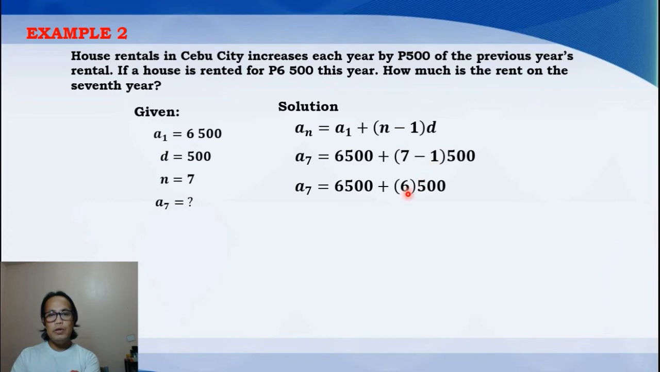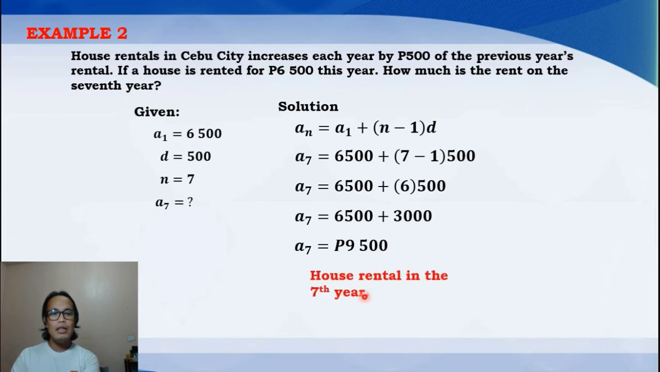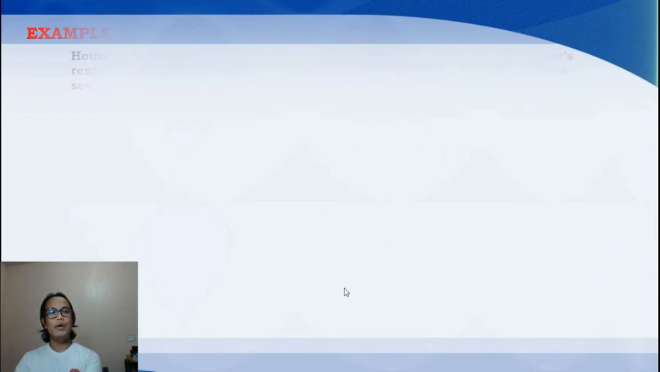So we simplify. 7 minus 1, of course, is 6. Then 6 times 500 will give us 3,000. Then add to 6,500 will give us 9,500 pesos. Of course, this is the house rental in the 7th year. So the house rental during the 7th year would be 9,500 pesos. Okay, let's proceed to our last example.